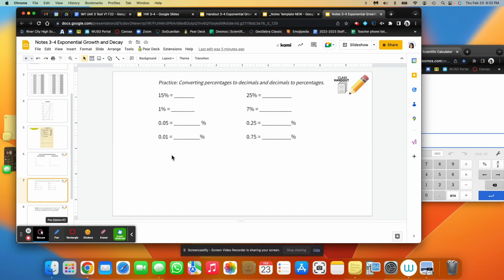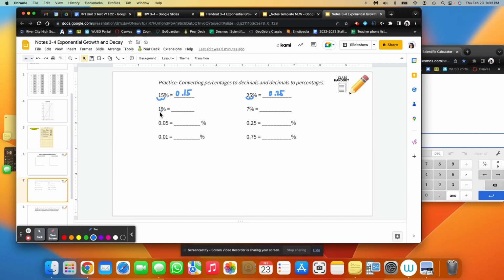All right, so because these problems are going to be giving us the rate of growth or decay as percentages, let's just practice converting percentages to decimals and decimals to percentages. To convert a percentage to a decimal, you basically move the decimal point to the left 2 places. So 15% as a decimal would be 0.15. So basically just move the decimal from in front of the 5 to behind the 1. So 25%, again, we're going to move the decimal over to the left twice. So 25% as a decimal would be 0.25.